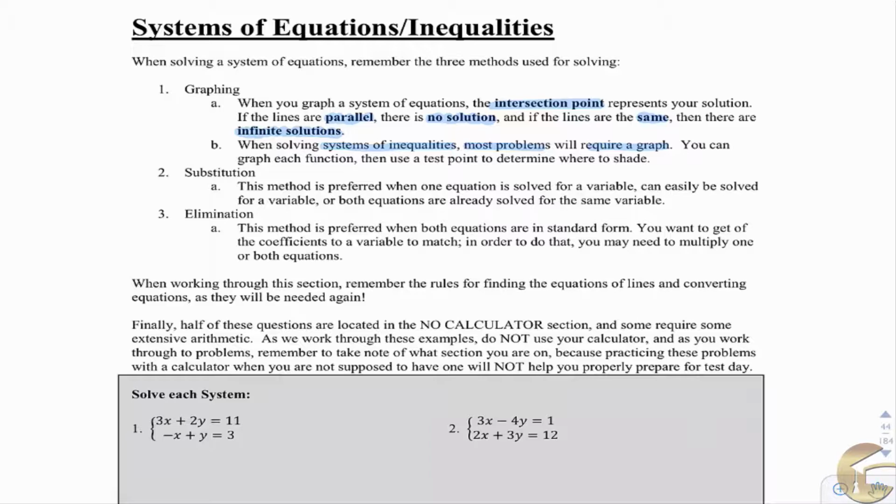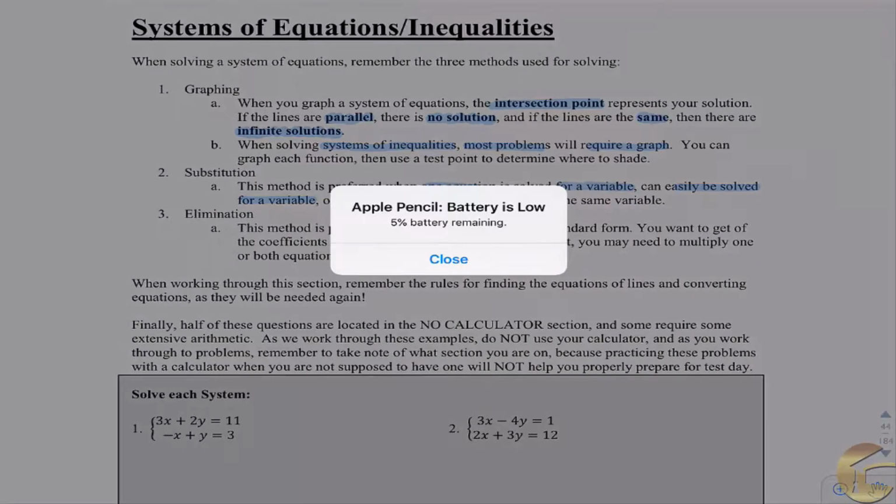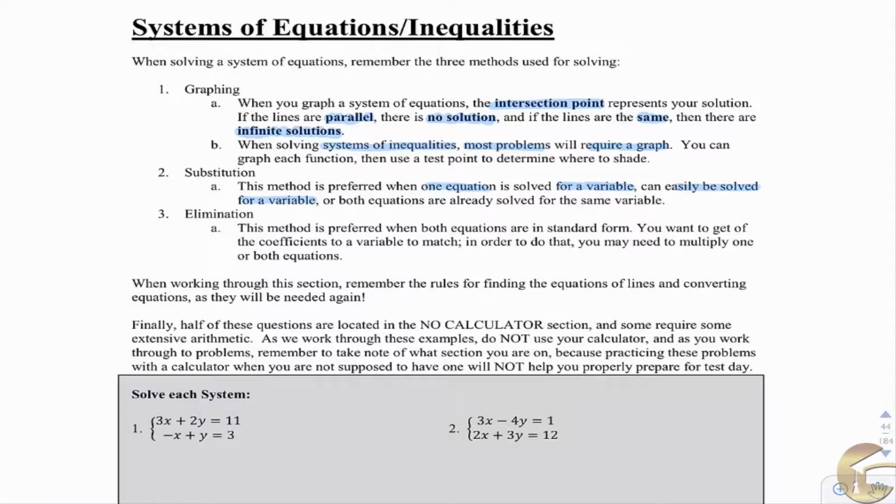Next up, you have to be aware of how to solve using substitution. And again, this method is preferred when one equation is solved for a variable, or it can be easily solved for a variable. So if it just takes a step or two and you can solve for x or y, then again, it's viable to use substitution. If you have fractions on one side of the equation when you solve for a variable, you probably want to end up using elimination. So just be aware of that as well.